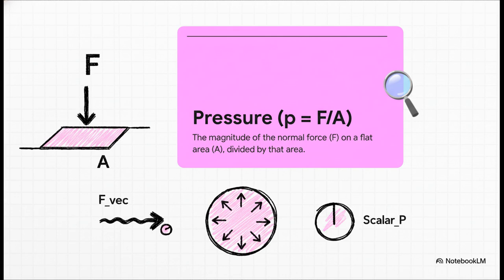But here's a really important detail. At any point inside a fluid that's just sitting still, the pressure is the same in every single direction. It doesn't have a direction itself, which is what we call a scalar. The force it creates has a direction, but the pressure itself is just a magnitude.